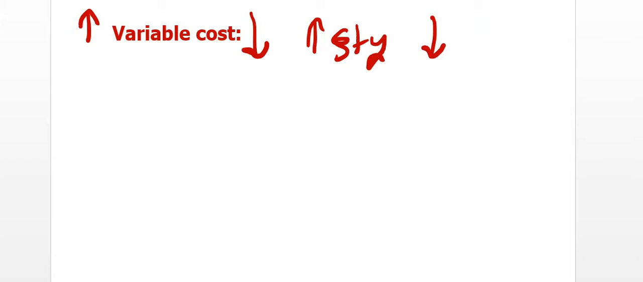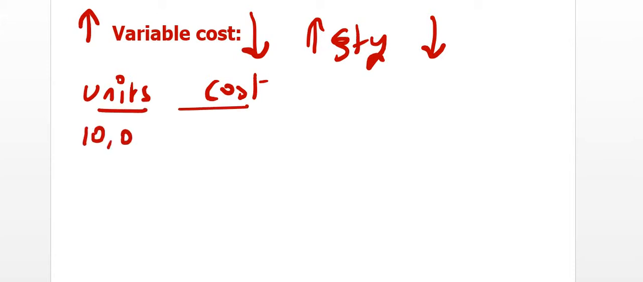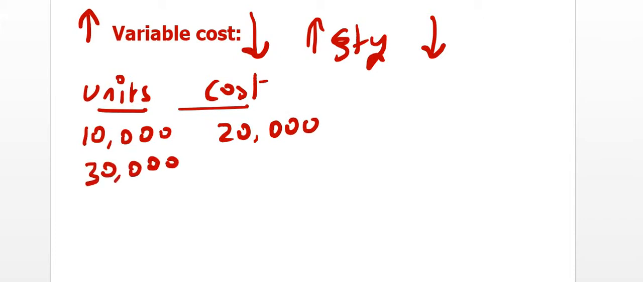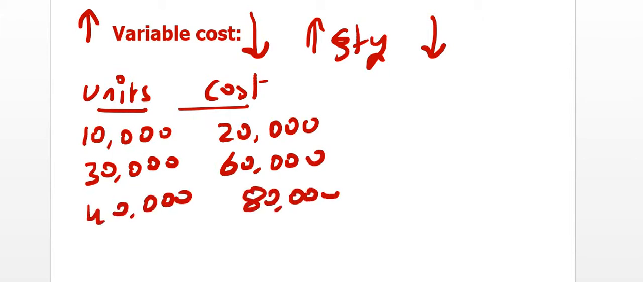Let us just try to understand this with an example. Let's say we are having units and we are having respective cost. I have produced 10,000 units. The cost is 20,000. I have produced, let's say, 30,000 units. The cost is 60,000. I have produced 40,000 units. The cost is 80,000. So this is giving us an idea that as and when my number of units are getting increased, my total variable cost is also getting increased.